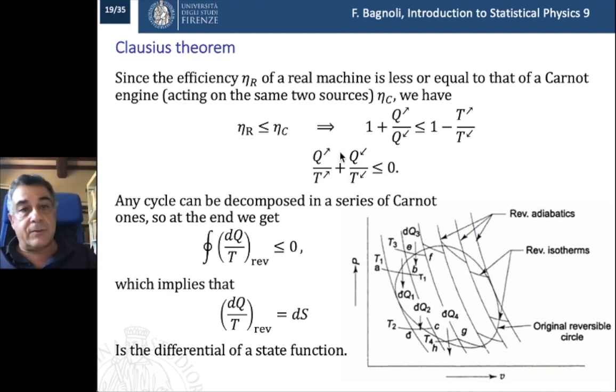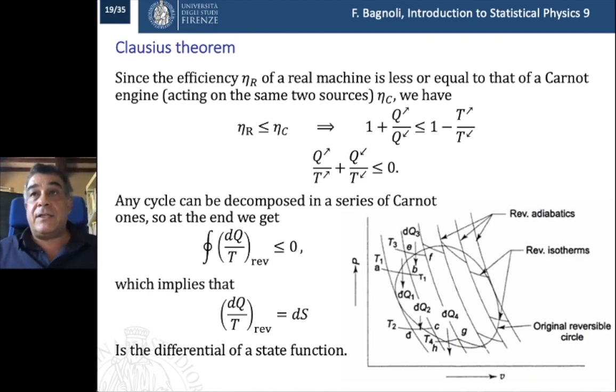This is the Clausius theorem, and since I can decompose any real cycle in a certain number of Carnot cycles, this is a general theorem. It says that the integral over a cycle of the heat transferred divided by the temperature, clearly it has to be computed on reversible curves, is less than zero. And for a reversible cycle it is zero, because they are Carnot engines, and so it means that the integral of dQ over T is zero for a reversible engine, and it implies that this is a state function, because one of the characteristics of a state function is that the variation in a cycle is zero.